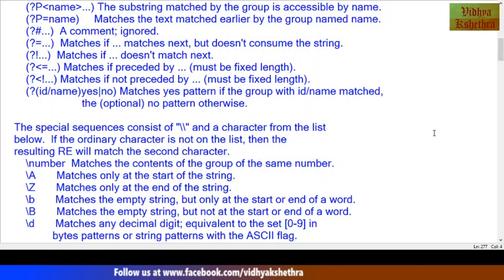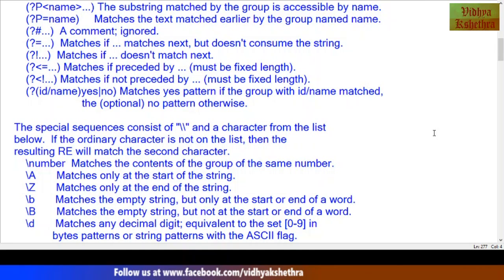Now, there are special sequences which consist of a double backslash and a character from the list below. If the ordinary character is not on the list, then the resulting regular expression will match the second character. Since in this case it uses a backslash, it is better to use raw strings for writing regular expressions. Else it can cause confusion if we have to use the escape character, which is also a backslash in the case of Python. Backslash number matches the contents of the group of the same number.